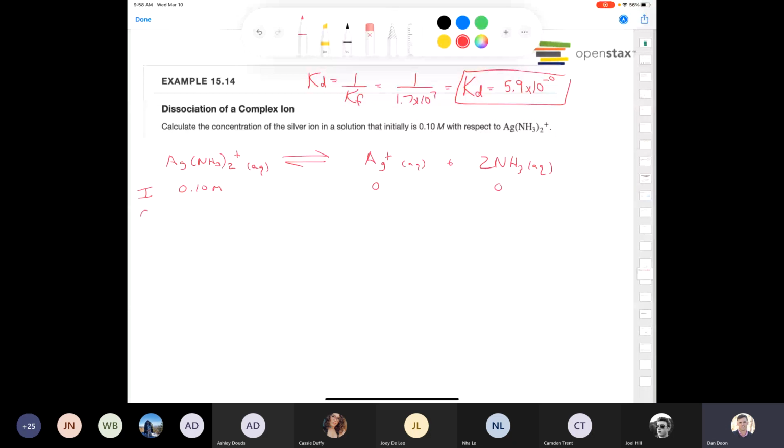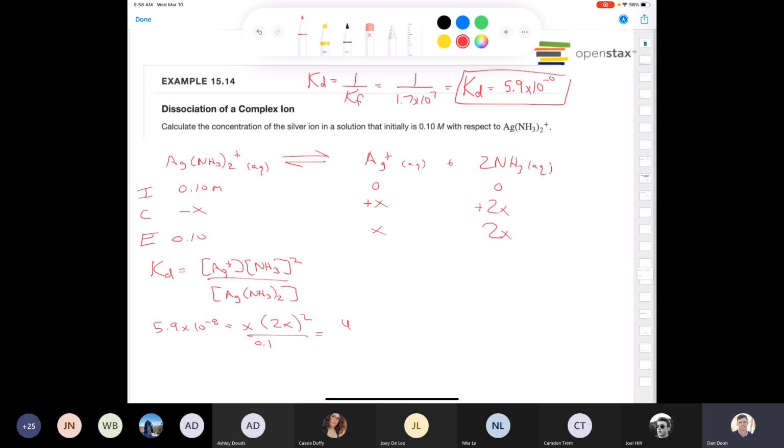If we assume we have none of these, we're going to have a change. We're going to lose some of this, we're going to form some of this, and we're going to form some ammonia. At equilibrium, if we assume we still have 0.10, x, and 2x, the Kd is going to be equal to the concentration of silver ions times the concentration of ammonia squared divided by the concentration of my coordination complex. So we get that our Kd, which is 5.9 times 10 to the negative 8, is equal to x times 2x squared divided by 0.10, which is 4x cubed divided by 0.10.